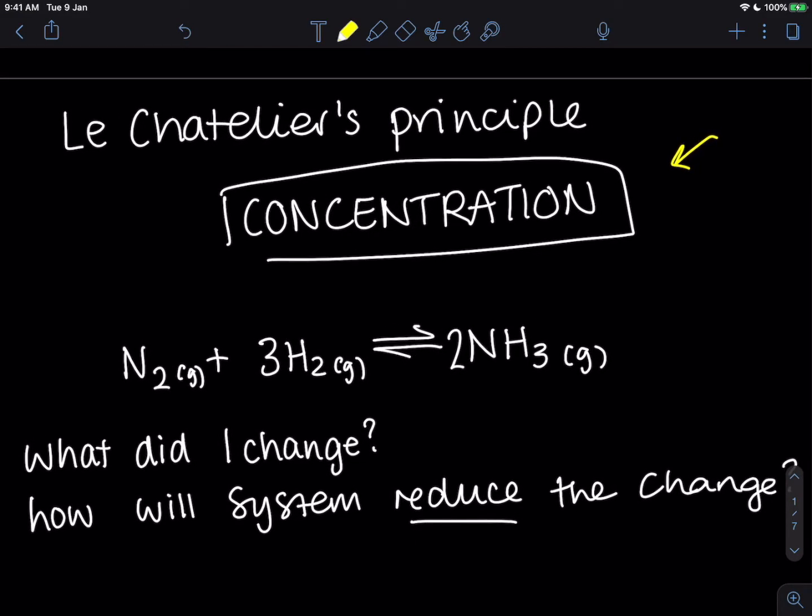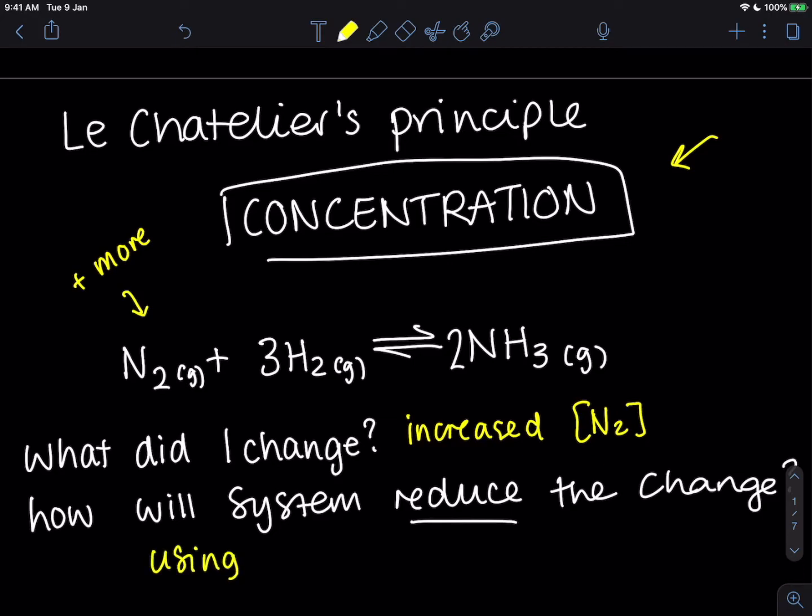So let's say that I am going to add more nitrogen. I'm going to add some more N2 to my system. So what have I changed? I've increased the concentration of N2, which means that my value of K, because I've added some reactants, is going to go down, or my Q is going to go down. I'm no longer at equilibrium because I've added this extra reactant. So the system is going to try and reduce the effects of change by using up that extra N2. The only way that it can do that is by making more product.